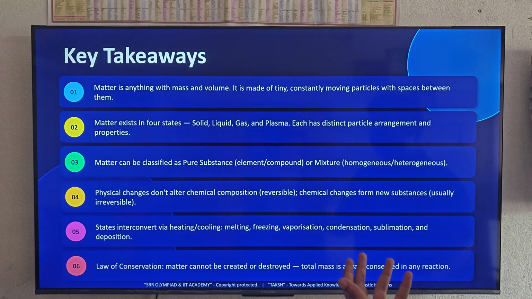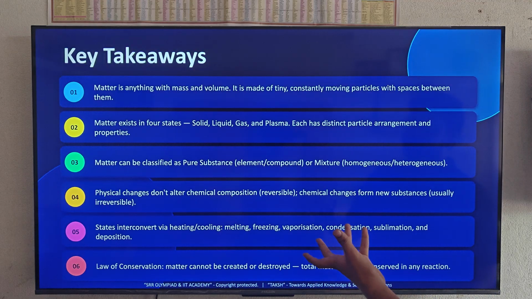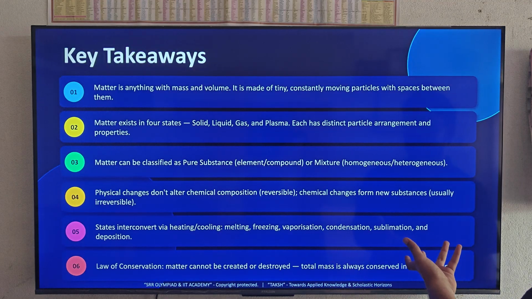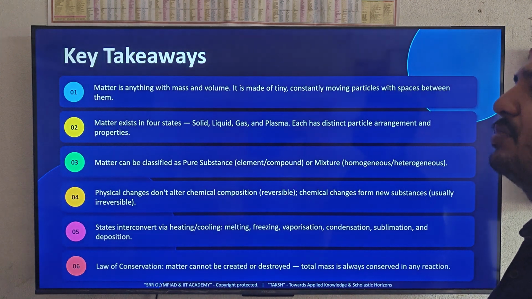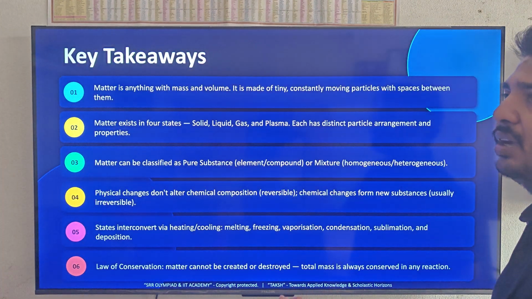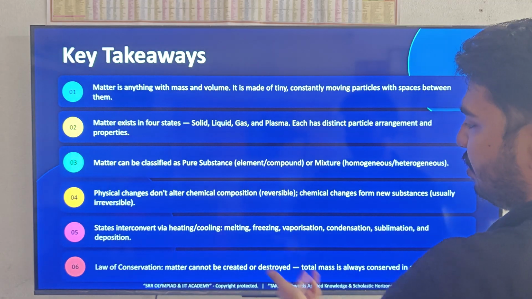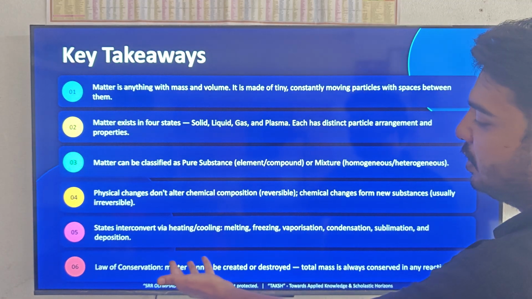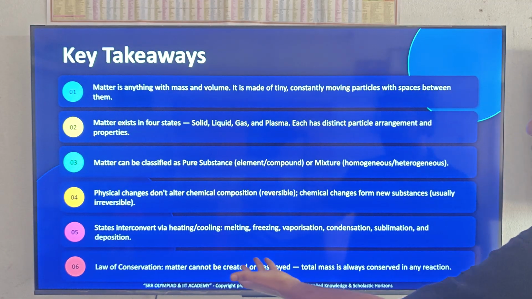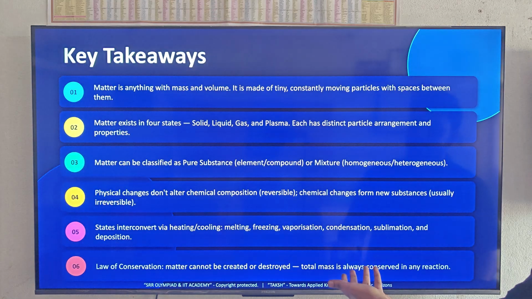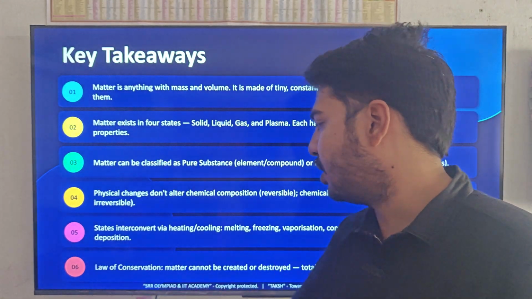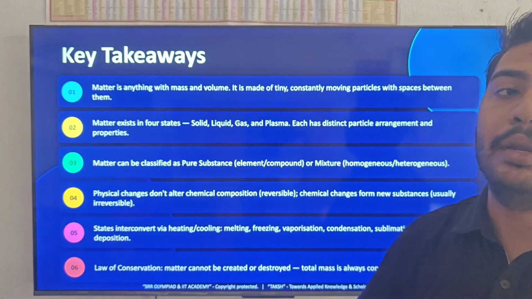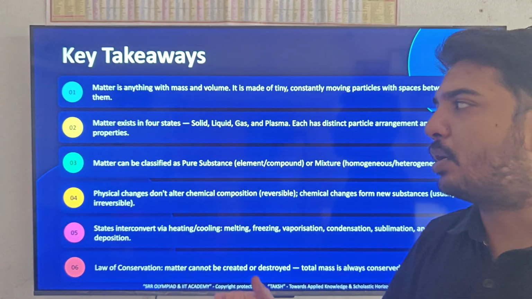States interconvert via heating or cooling. There are processes like melting, freezing, vaporization, condensation, sublimation, and deposition. These are the ways in which matter can be converted from one state to another. And also the law of conservation: matter cannot be created nor destroyed. Total mass is always conserved in any reaction. So this is the ultimate law which we need to remember, that matter can neither be created nor destroyed.